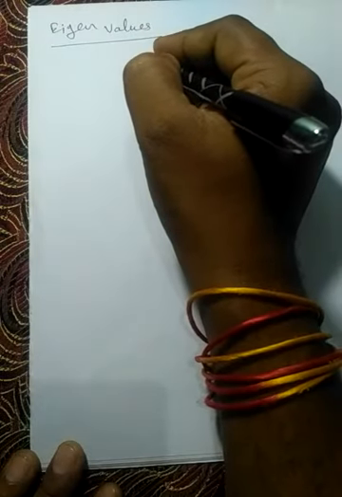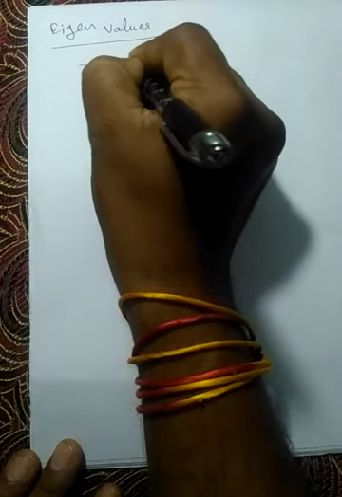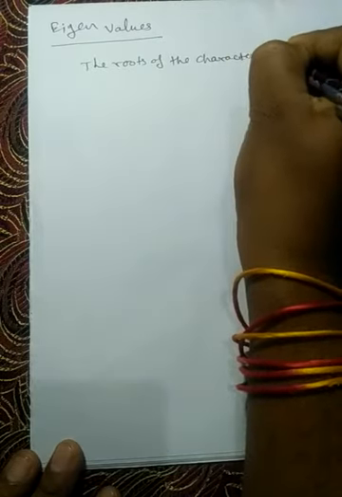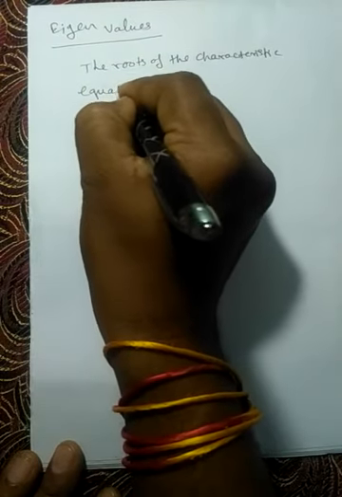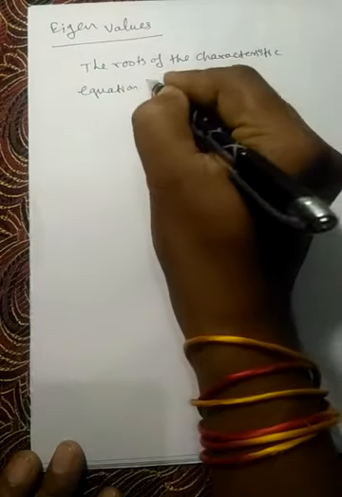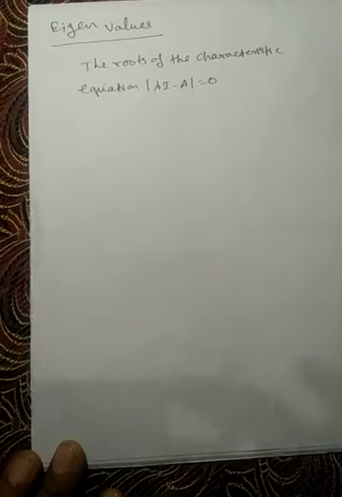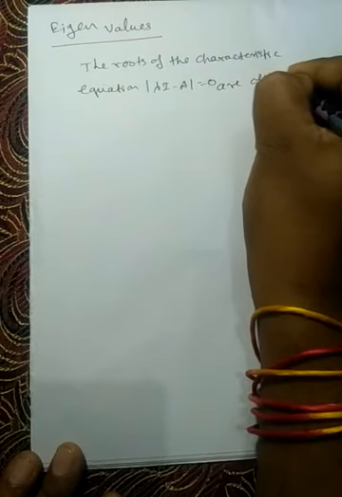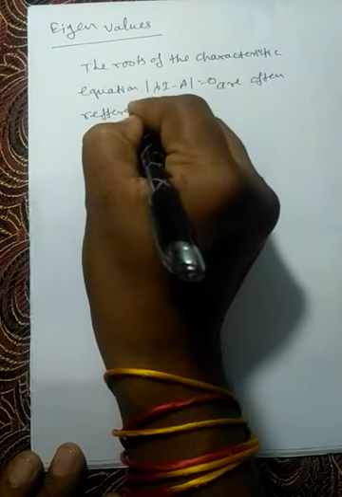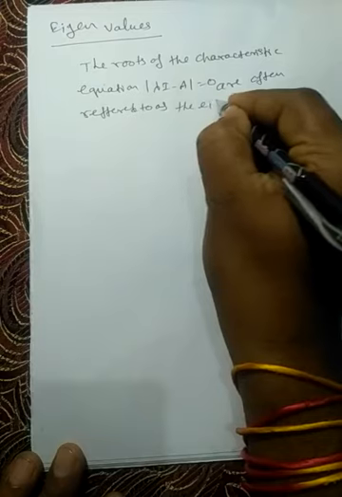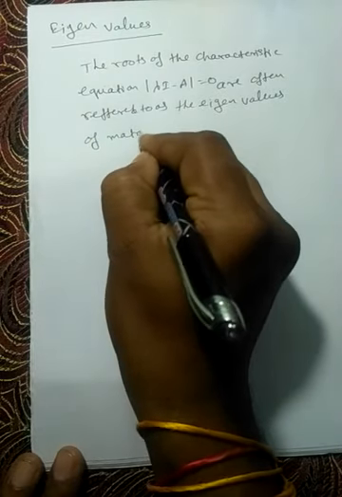What are the eigenvalues? The roots of characteristic equation lambda I minus A is equal to 0 are often referred to as the eigenvalues of matrix A.